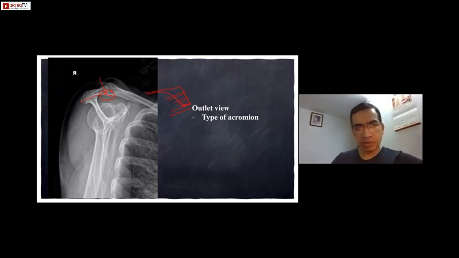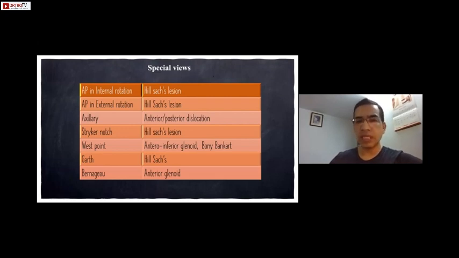Moving on to special views, a lot of special views have been described, especially for recurrent dislocations, to know the Hill-Sachs lesion: Stryker notch view, West Point, Garth, and of late the latest was the Bernageau view. Unfortunately, most of them are sensitive and specific, all that is fine, but clinicians, especially shoulder surgeons, are very apprehensive about making a decision based just on X-rays. Nobody decides whether to do the Latarjet surgery or a simple Bankart repair, or a remplissage, based upon this. So we have moved on by and large from the special views, because decision making is not affected by them.